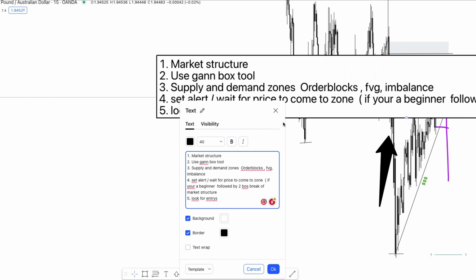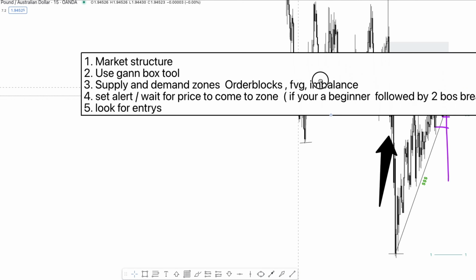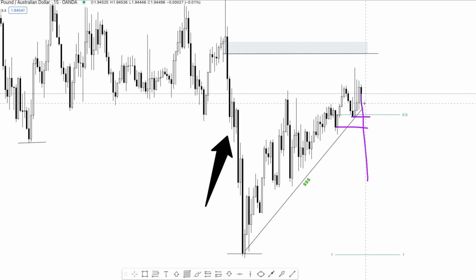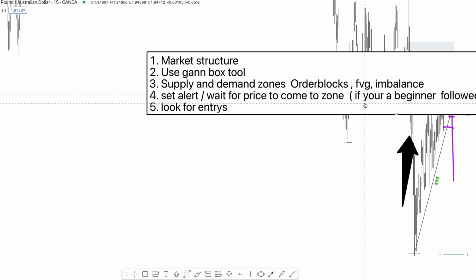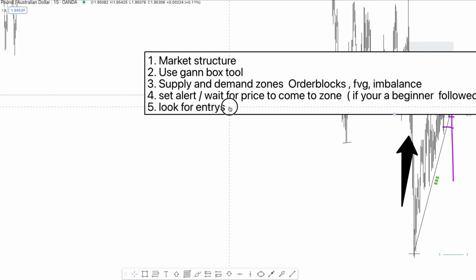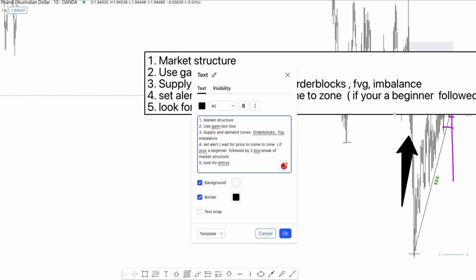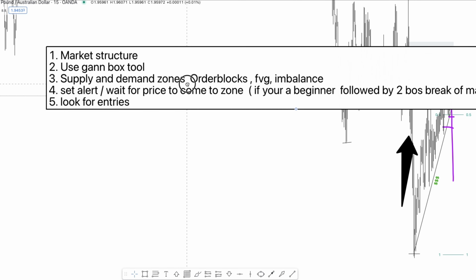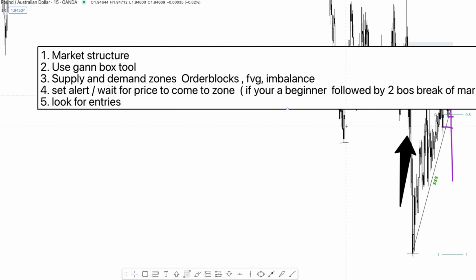Like I said, if you're a beginner and you saw price break these two areas, that's when you would look for your entries. And I know I spelled that wrong. Sorry guys, pretty much all of it's wrong. So you would look for your entries after you see the break of structure.